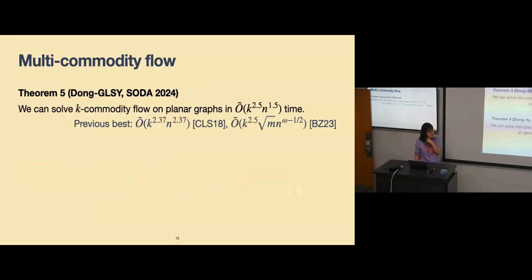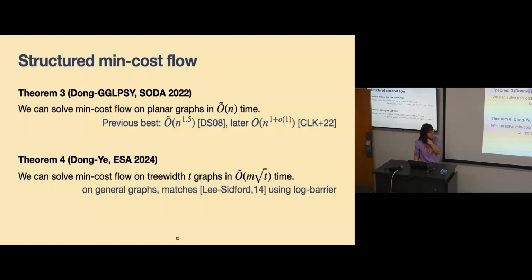Sorry, but that paper is for general graphs. Yeah, right. So as a corollary of this, we have that for general graphs, we can solve min-cost flow in m square root n time, right? So that matches the Lee Sidford result.